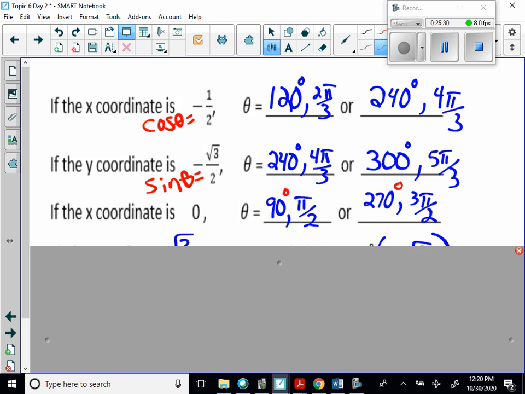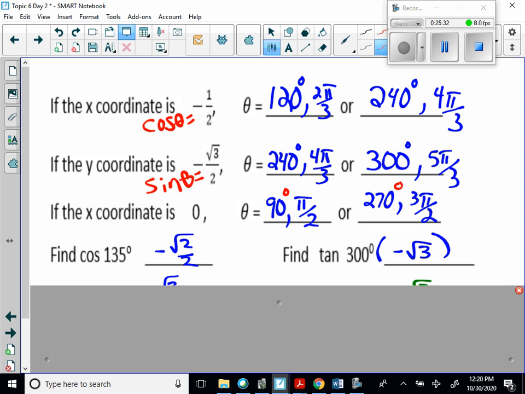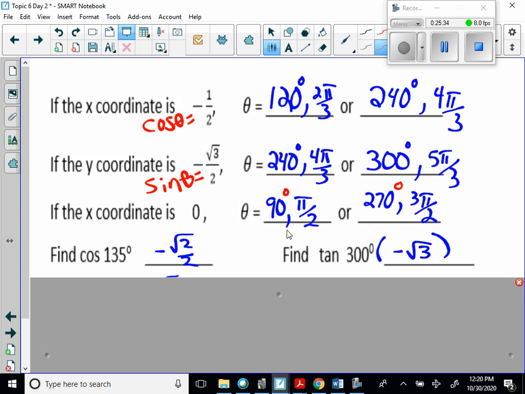And then they said find cosine of 135. So you look at your unit circle, pick the x value. Cosine is the x value. Find tangent of 300. I'll go through that in a minute.